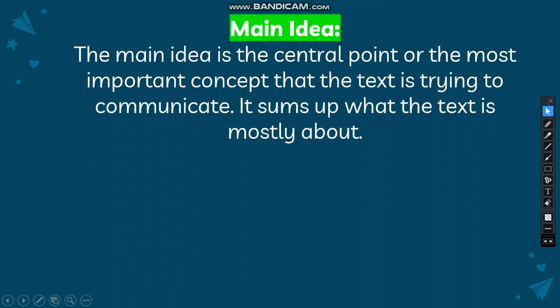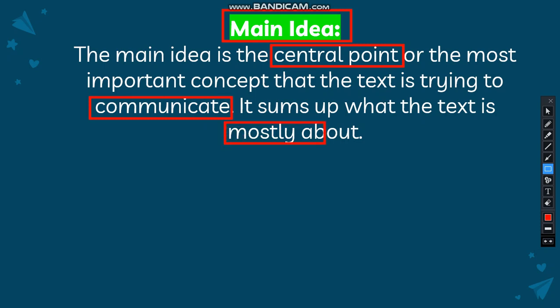All right, here we go with first the main idea. The main idea of any text is the central point. The central point means the most important point or the concept of the text that the author is trying to communicate. So it sums up what the text is mostly about. So the most repeated idea in any text is the main idea of the text.